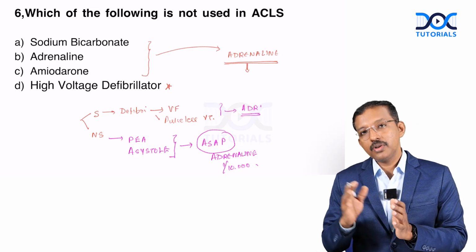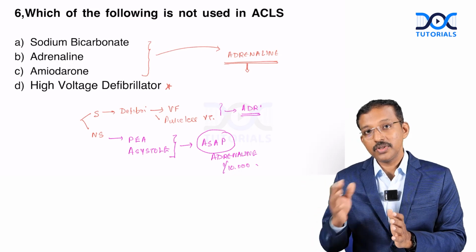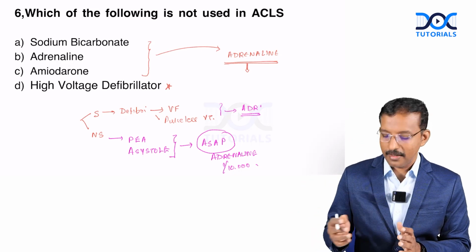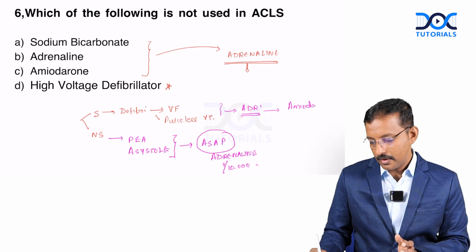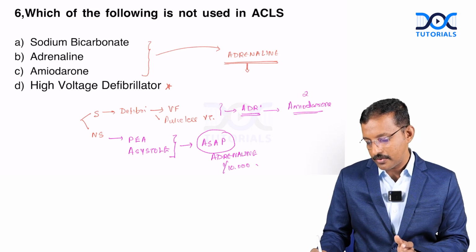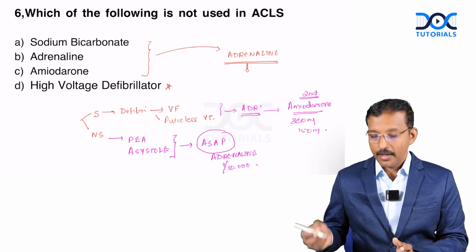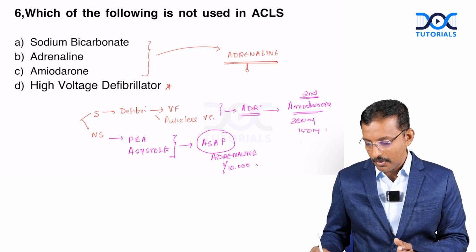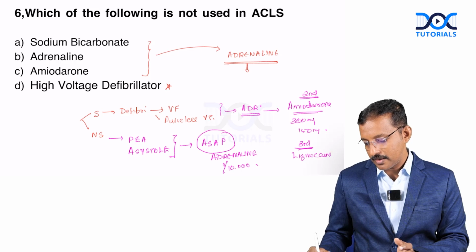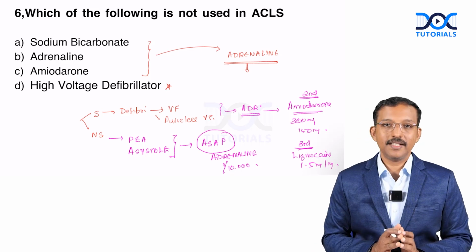And after two doses of adrenaline, if you want to think about another drug, then probably the next one is amiodarone. Amiodarone is the second drug which we use. The dose is 300 milligram bolus followed by 150 milligram as an infusion. Now if you have no amiodarone and want to try a third drug, then probably the third drug we use is lignocaine, at a dose of 1.5 milligram per kilogram. So these are the drugs which we use in ACLS.